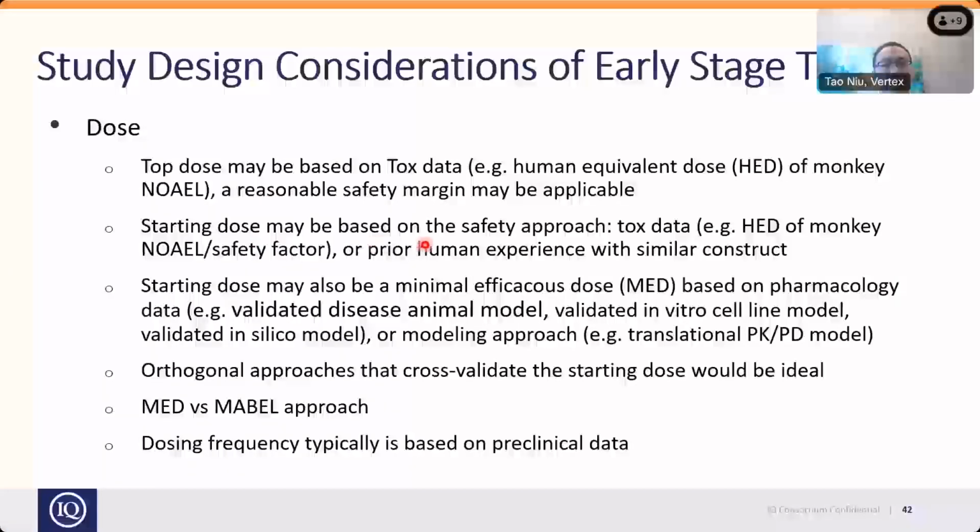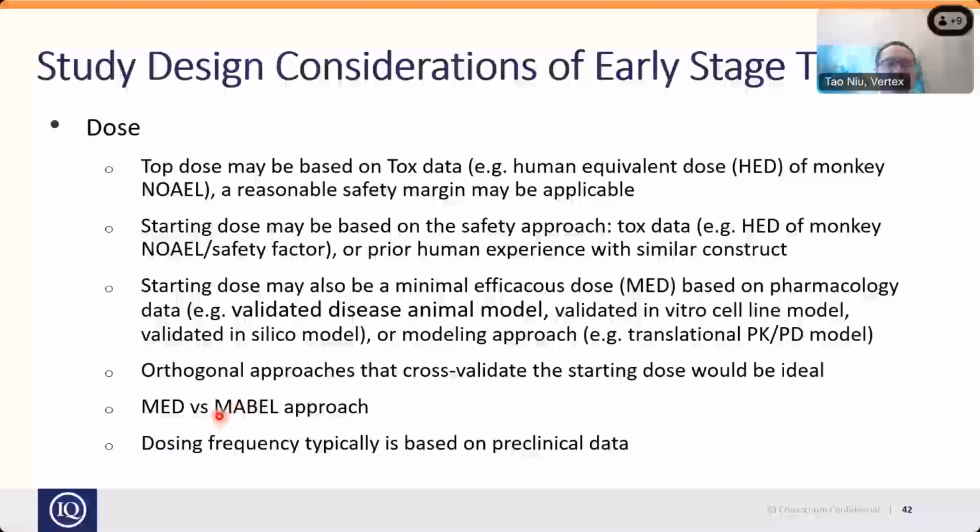The starting dose may be based on the safety approach, such as the tox data, like I said, human equivalent dose of monkey NOAEL divided by a safety factor, which can be 10, or prior human experience with similar construct. And the starting dose may also be a minimum efficacious dose, or MED, based on the pharmacology data. And you can use a bunch of things as shown here, or modeling approach, such as translational PK/PD modeling. And typically, if you have orthogonal approaches that cross-validate the starting dose, that will be ideal.